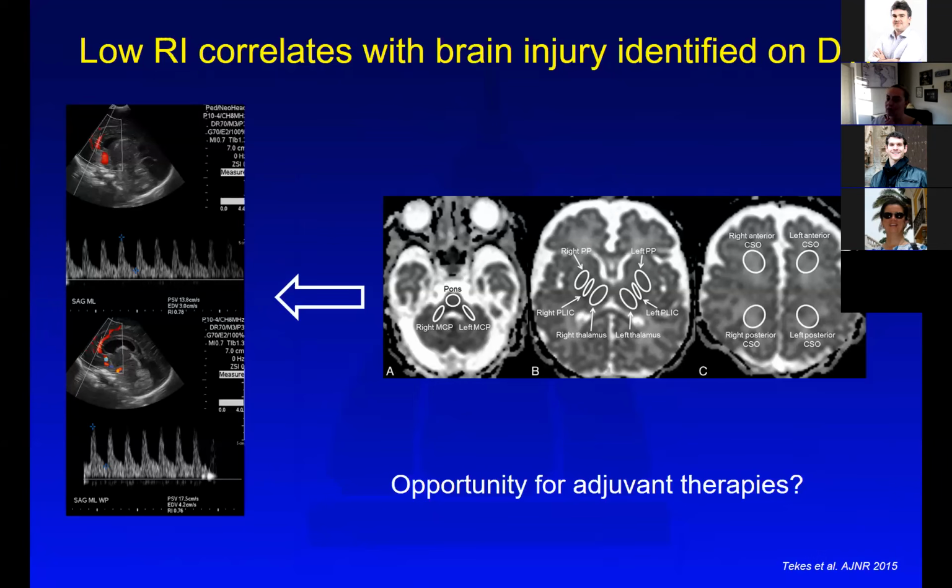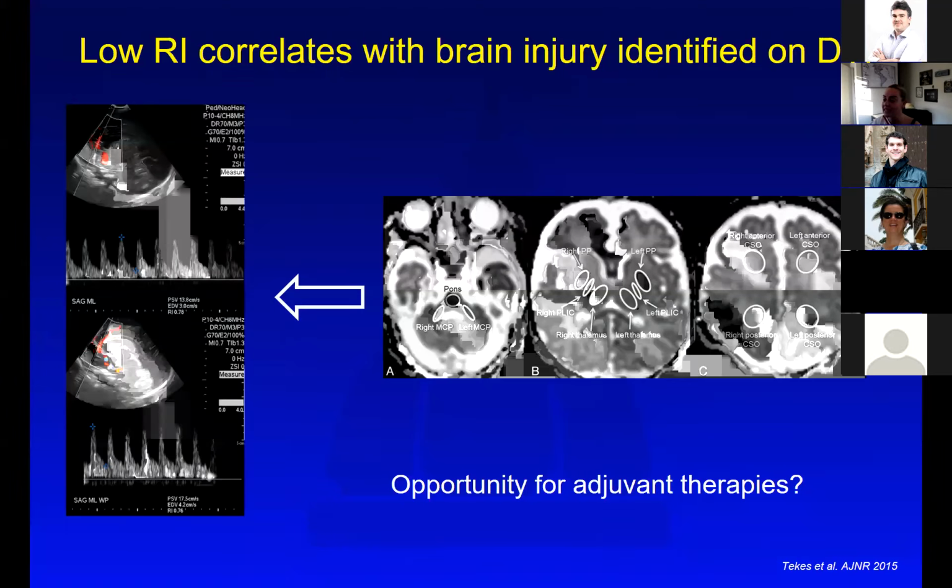As you have seen on the prior cases I have shown, we do grayscale imaging and we do Doppler imaging, and we look at the resistive indices. And because resistive indices give us numeric values, that's very attractive.